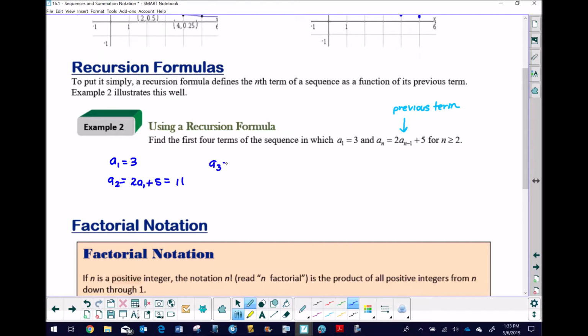A3 is going to be 2 times the previous term, which is 11 plus 5. And you can see that this thing is growing pretty quickly. Is that, what, 27? And what do you guys think A4 is? You guys getting 59? So you can kind of see that the beginning part of this is pretty easy. It's just arithmetic for the most part. All right, most of what I'm doing is just laying down some vocabulary and things like that. The homework will go pretty quickly, right? The practice that you guys are going to do.